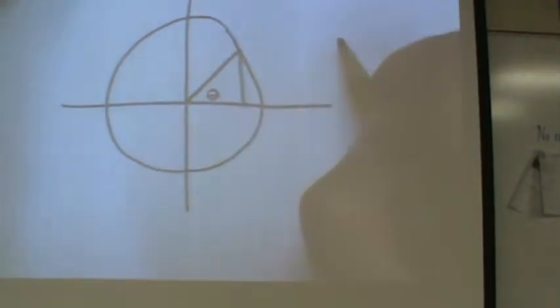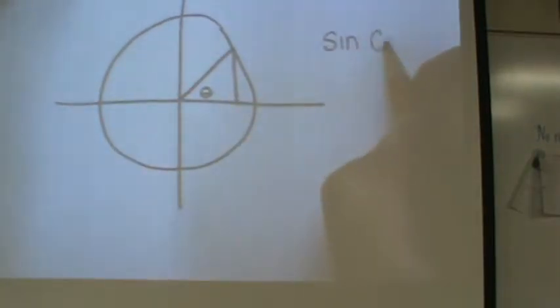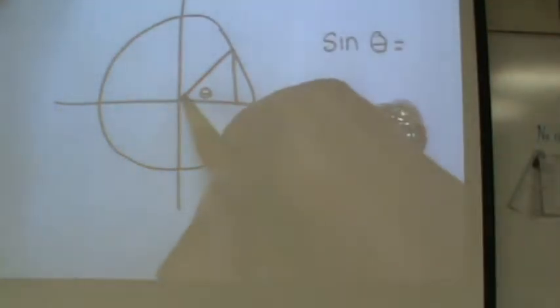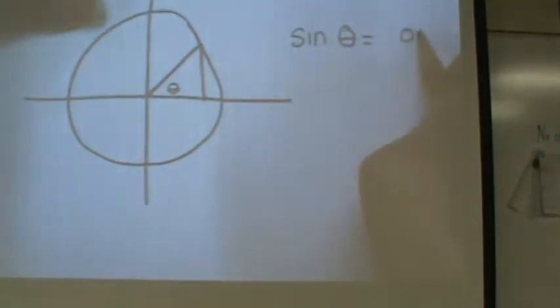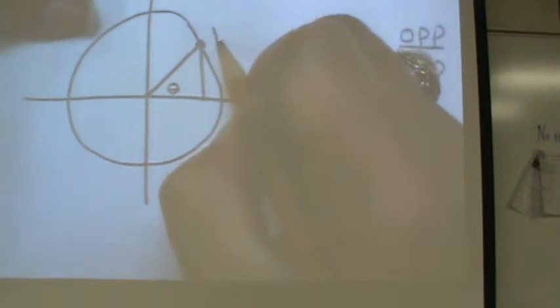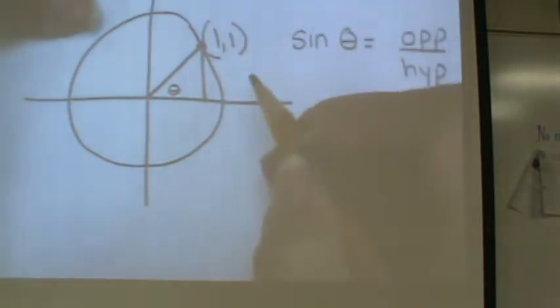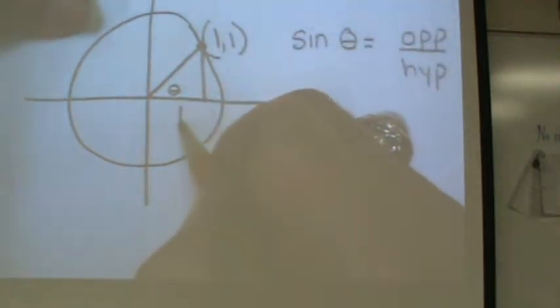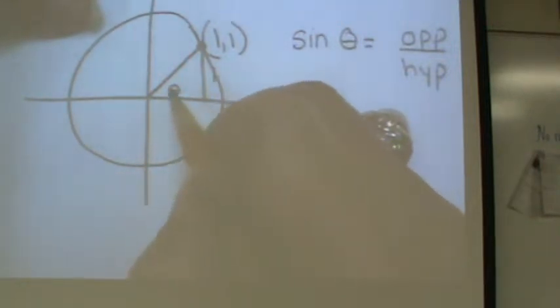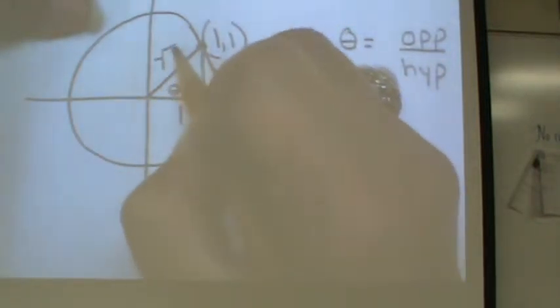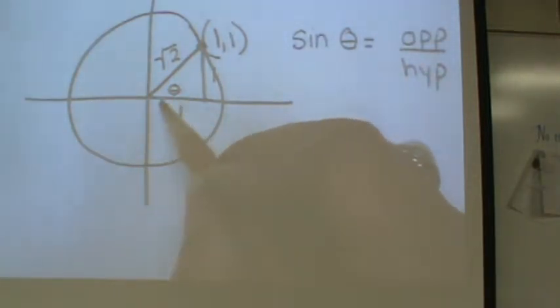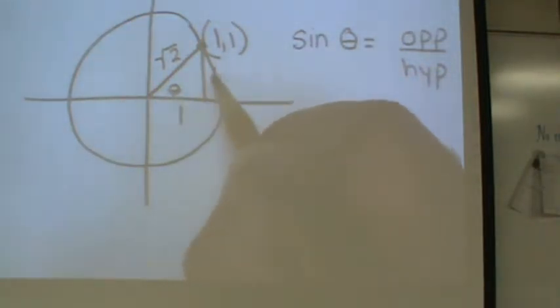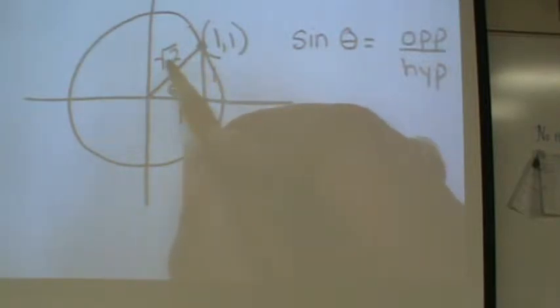If I asked you what is the sine of this angle, whatever it is, what is the word sine? Opposite over hypotenuse, right? Well, if I call this point 1, 1, this is 1, and that's 1, and this would be root 2. So the sine of this angle would be side opposite over hypotenuse.